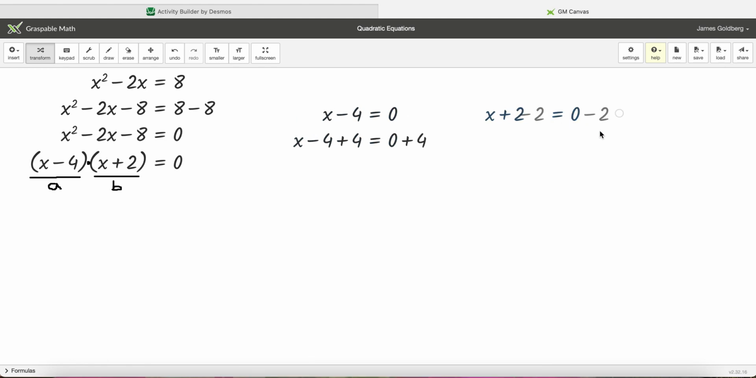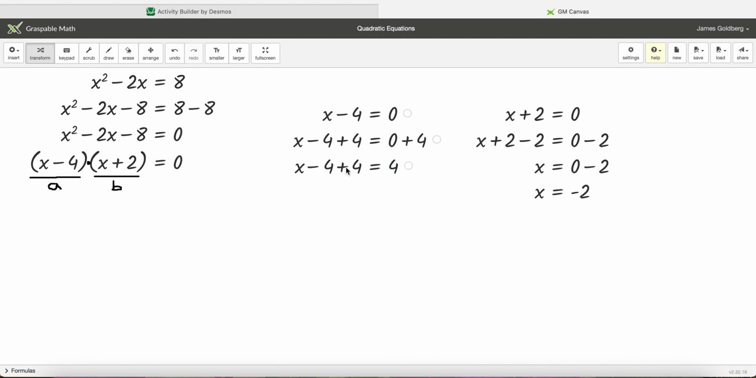Again, I just love using Graspable Math. I know I talk about it a lot because to me, it's like spell check, right? It's like you've got software constantly making sure that you're using the right grammar, the right algebra.